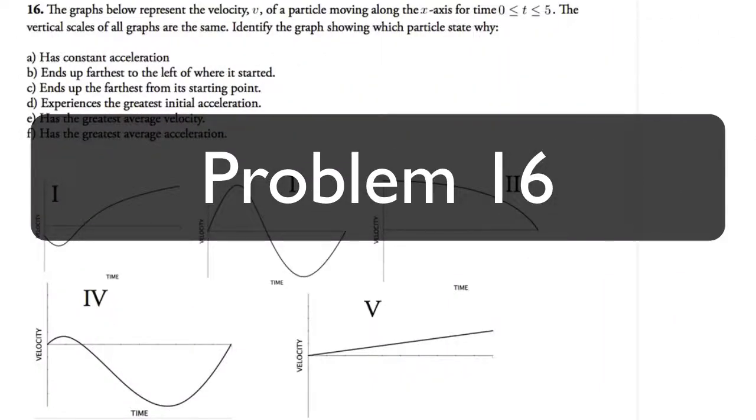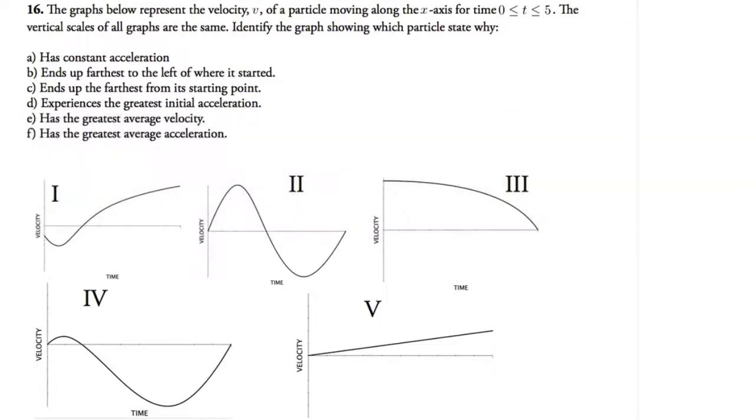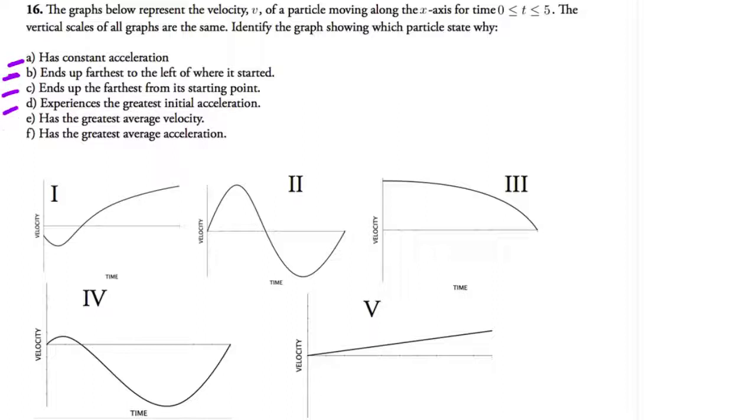Okay, so this question has a couple of tricky aspects to it. Basically, the graphs below represent the velocity of a particle moving along the x-axis from 0 to 5. All of these are fixed axes from 0 to 5. Now we want to figure out, based on that, which one of these has each one of these properties.